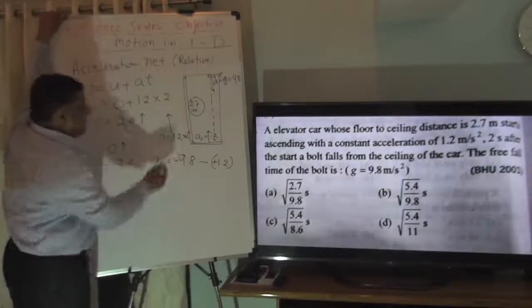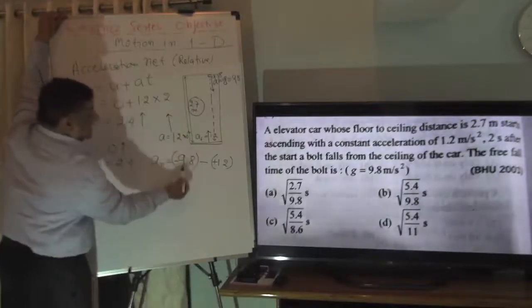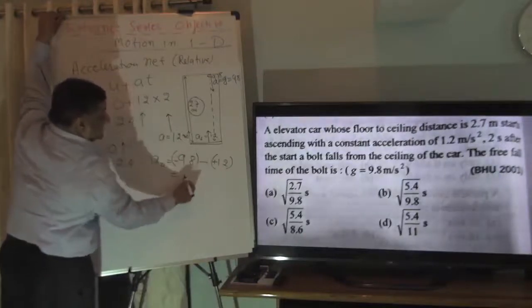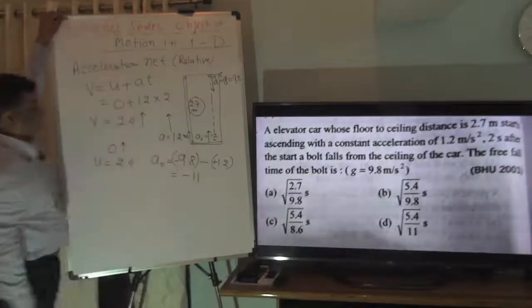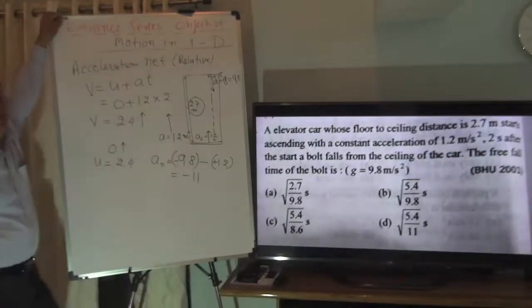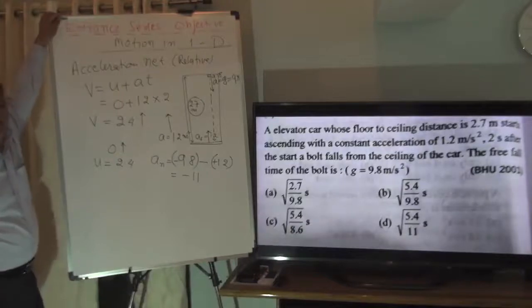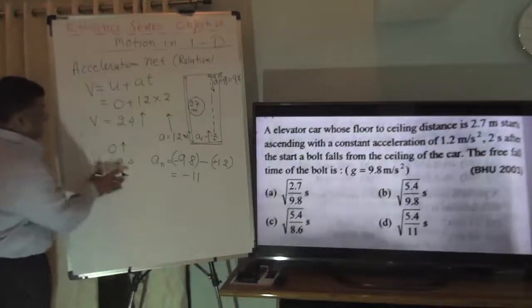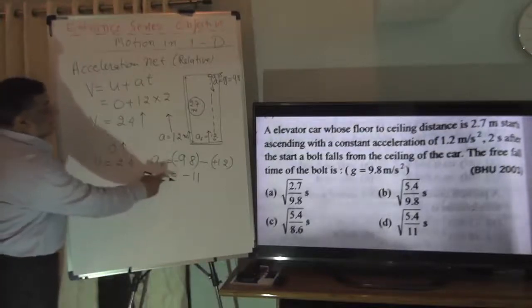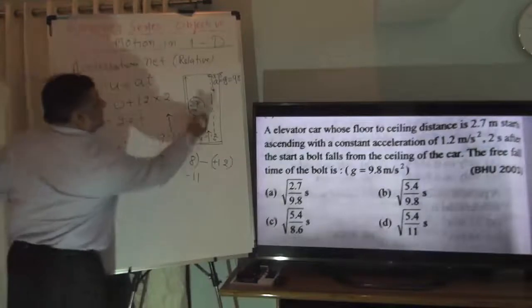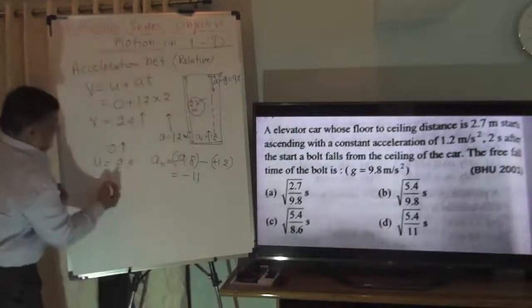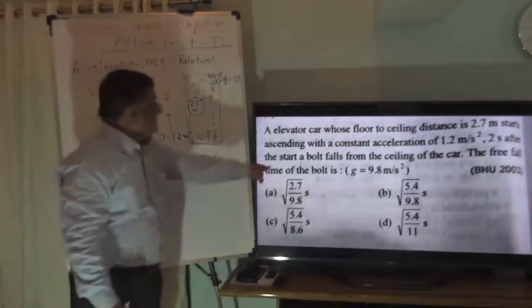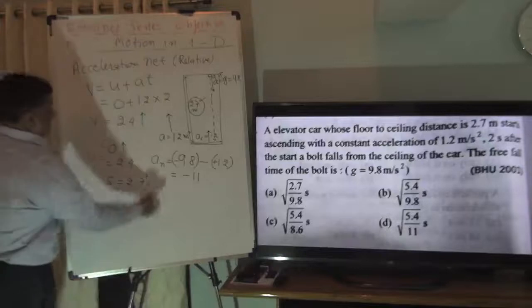Net, how do we get? Relative: acceleration of the one, acceleration of the second, minus. So this comes to minus 11. This is acceleration. Now minus means what? Minus means downward direction. Okay. So we have got u, we have got acceleration, and we have got distance to be traveled, 2.7. S is equal to 2.7, and what we have to find is time, t.